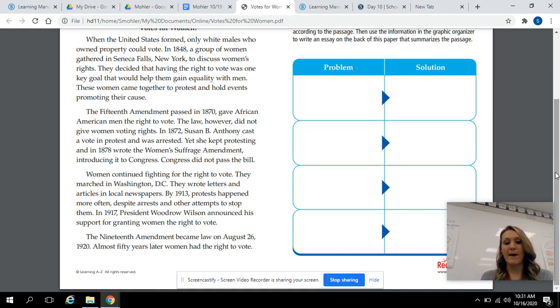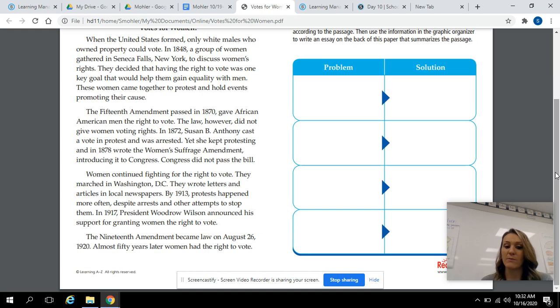The 15th Amendment passed in 1870. It gave African American men the right to vote. The law, however, did not give women the voting rights. In 1872, Susan B. Anthony cast a vote in protest and was arrested. Yet, she kept protesting, and in 1878 wrote the Women's Suffrage Amendment, introducing it to Congress.